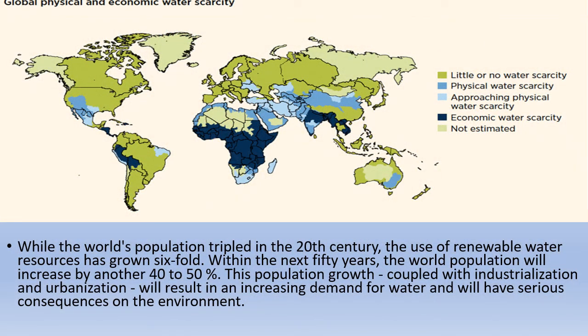Water shortage areas all over the world, water shortage countries. The highlighted countries face acute water shortage: little or no water scarcity, physical water scarcity, approaching physical water scarcity, economic water scarcity, and not estimated. While the world's population tripled in the 20th century, the use of renewable water resources has grown sixfold. The world population will increase by another 40 to 50%. This population growth, coupled with industrialization and urbanization, leads to water shortage.